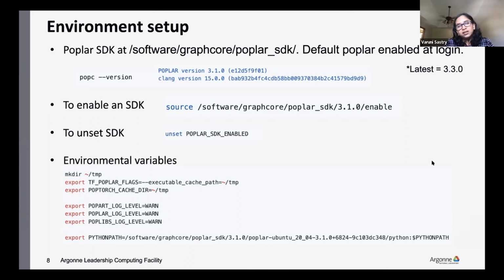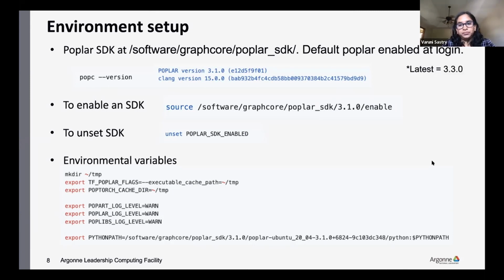But having said that, the new GraphCore release is 3.3.0, which we expect our systems to be upgraded to probably in a few weeks from now. So bear with us until then. And the most tested version at this point of time is 3.1.0. You can choose that version and try to work on it.